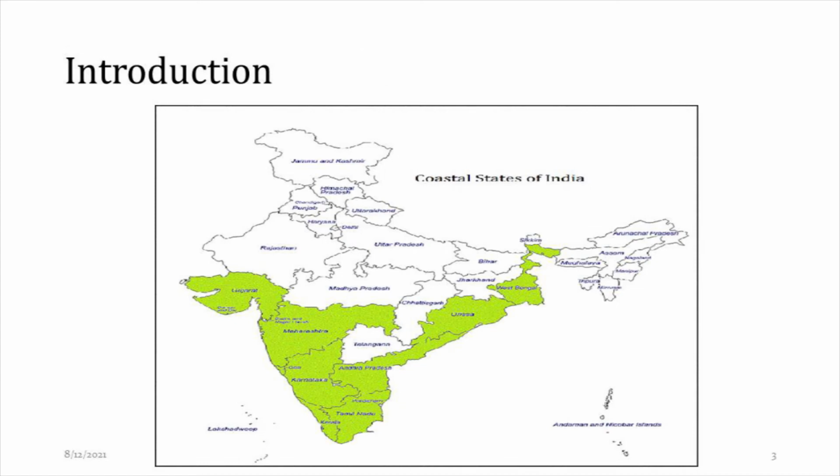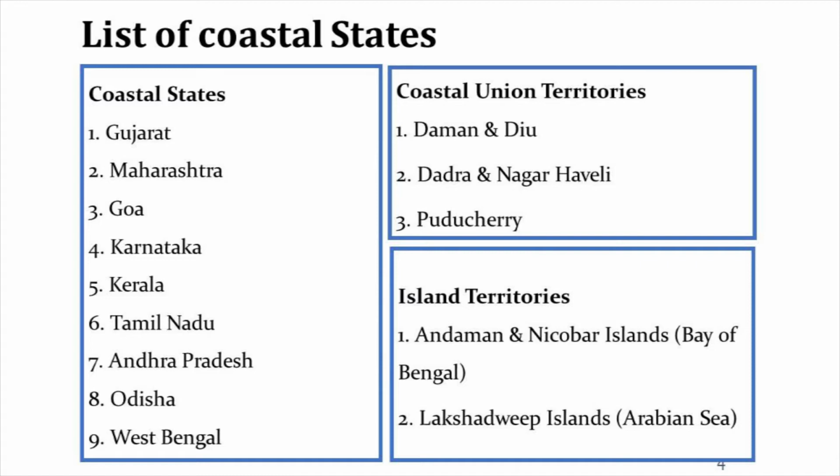This map depicts the coastal states of India. The list of coastal states are as follows: Gujarat, Maharashtra, Goa, Karnataka, Kerala, Tamil Nadu, Andhra Pradesh, Odisha and West Bengal are the coastal states in India. The coastal union territories include Daman and Diu, Dadra Nagar Haveli and Puducherry. The island territories are Andaman and Nicobar Islands and the Lakshadweep Islands.